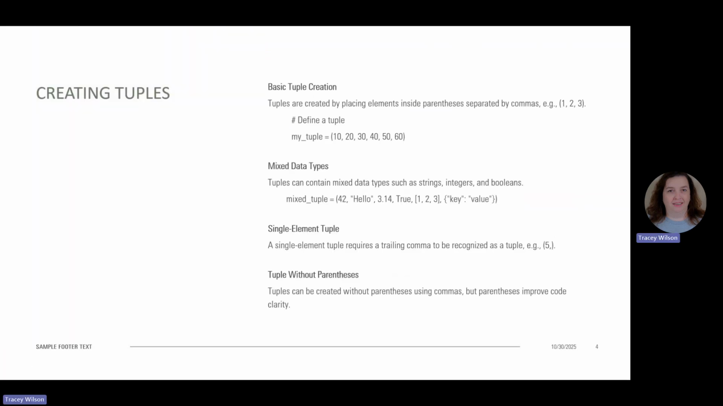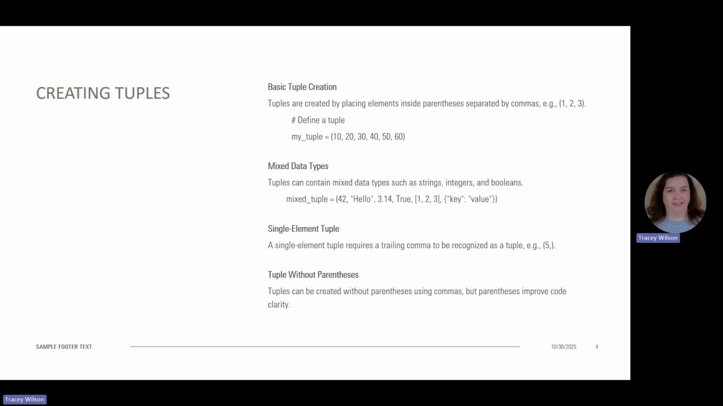So here are some examples of defining a tuple and how you can mix data and things in them. Lists have square brackets. Tuples are going to have parentheses around them. So tuples have the curves, lists have squares. They are the same as a list. Items inside are separated by commas.